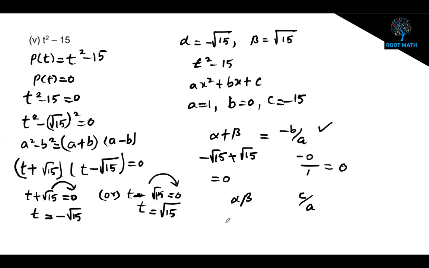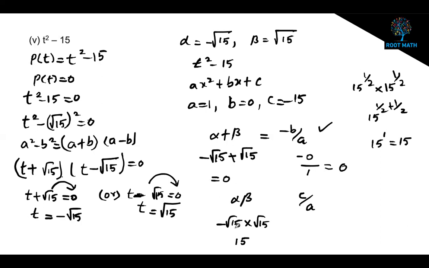Next, we will check what is alpha beta and whether it is equal to c by a or not. Alpha beta means minus root 15 multiplied with root 15. When the same number under the root is multiplied, you can write it like this, minus 15. That is, 15 power half multiplied with 15 power half. What do the laws of exponents say? 15 power half plus half. When the base is the same, add the powers. Half plus half is 1, so it is 15.